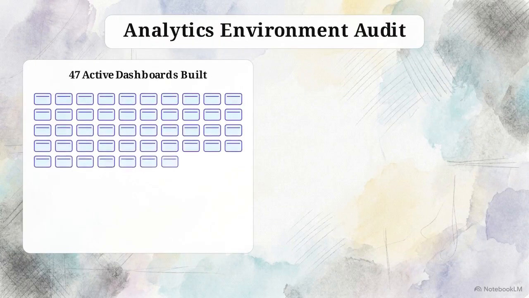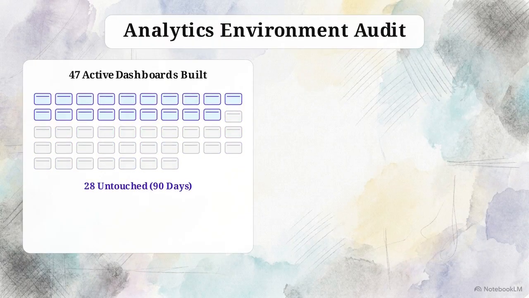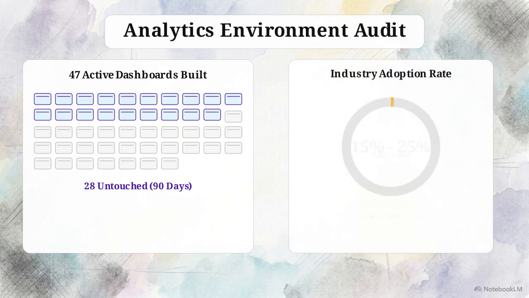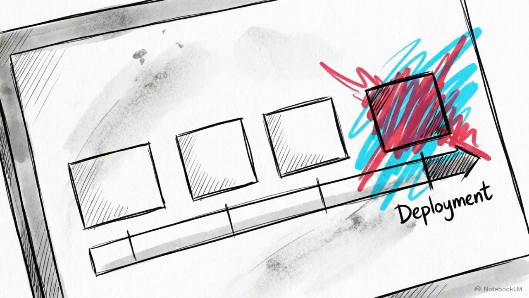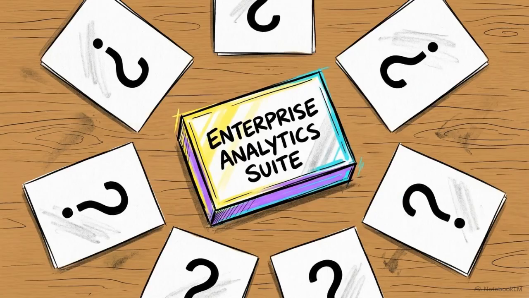They built 47 active dashboards, and usage analytics proved 28 of them remained untouched over a 90-day period. Industry-wide, employee adoption of BI tools sits stubbornly between 15 and 25%. Practitioners call this the dashboard graveyard. The issue here is a sequencing crisis. Organizations are buying software and building visualizations before they diagnose the specific business problems they actually need to solve.